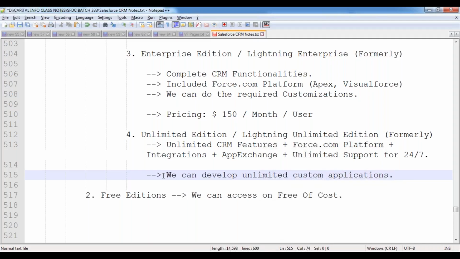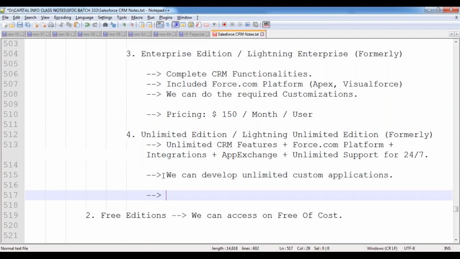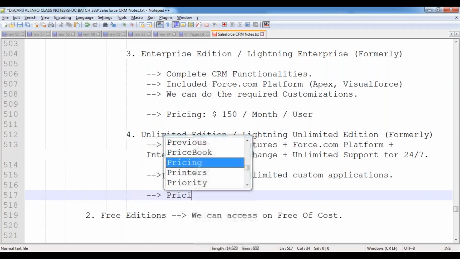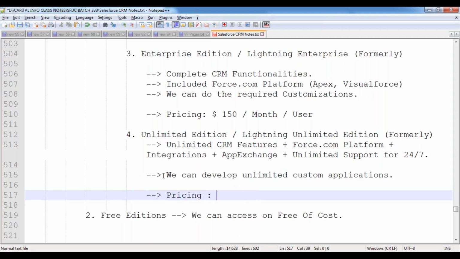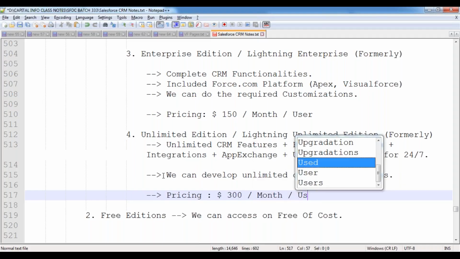Unlimited number of custom applications you can develop. One banking application, one finance application, one manufacturing, one healthcare, like that, an unlimited number of applications you can develop. But in order to use this one, they are going to charge some amount. Each and every unlimited edition license costs $300 per month per user license.